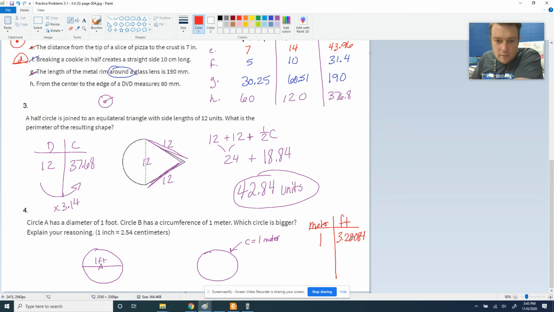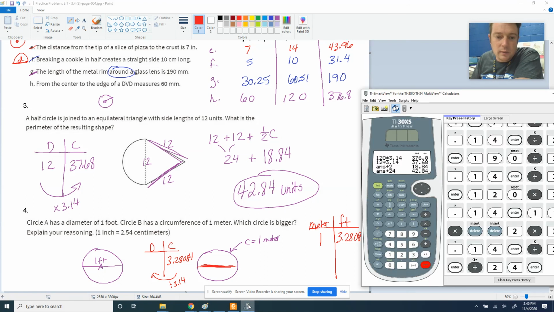Now, if I have 3.28084 feet for my circumference, let's make another table here. Diameter to circumference. If that is 3.28084, then I could divide that by pi, and that will tell me what my diameter is in feet, and then it'll be comparable to A. All right? So let's divide that by pi. Now, looking at it, it looks like it's going to be more than 1 because 3.14 will go into that more than 1. So I'm feeling like C is a little bit bigger. Let's go ahead and do the math, though.